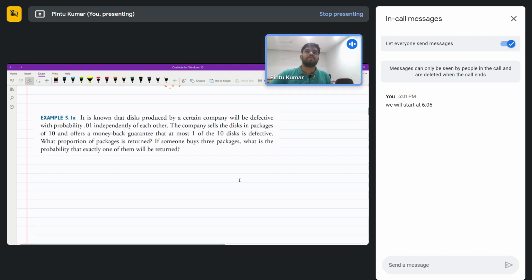Then we'll move to an example on this binomial distribution. Any doubt on this? Okay. So I'll move forward.